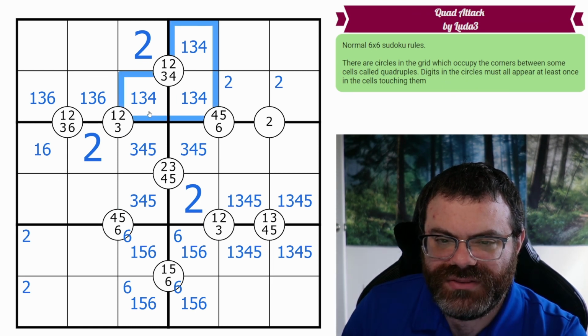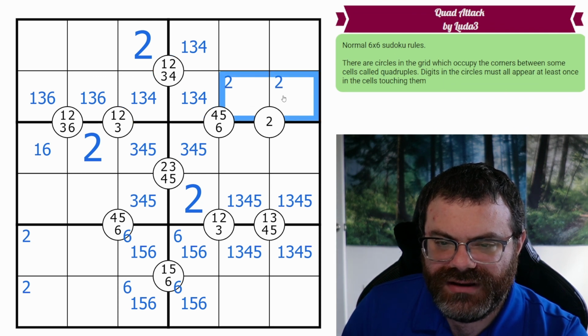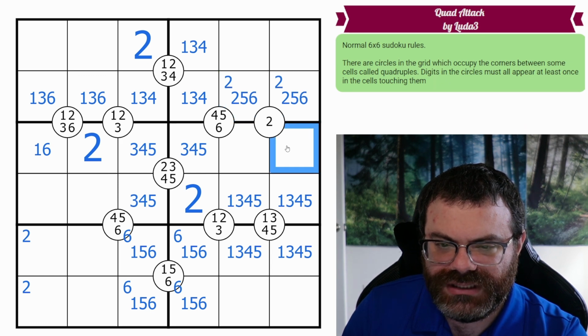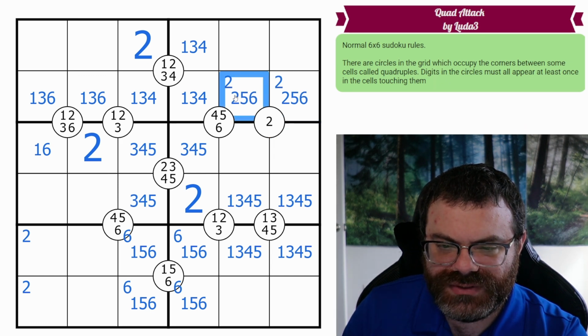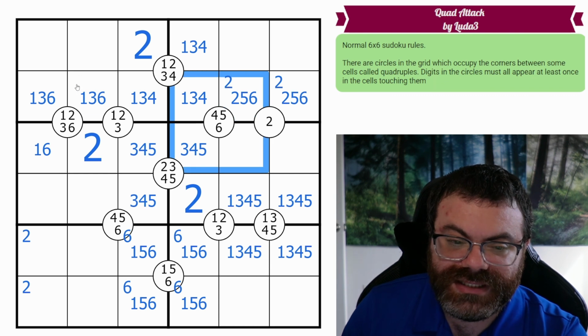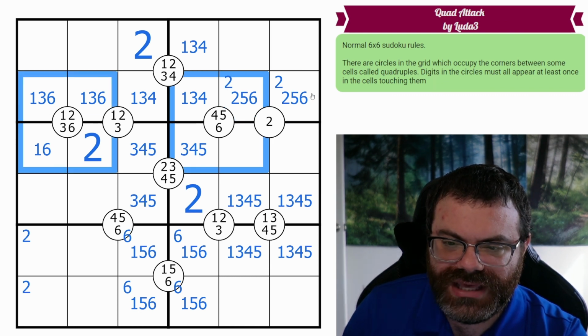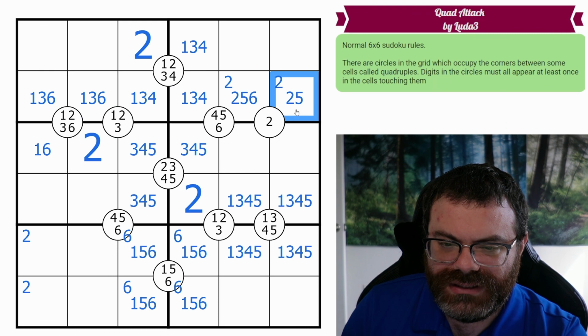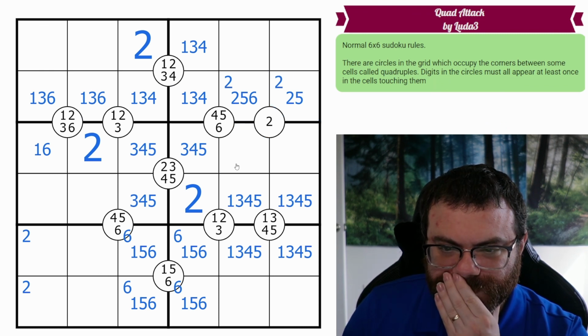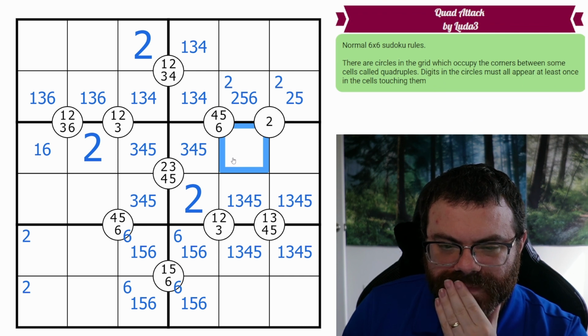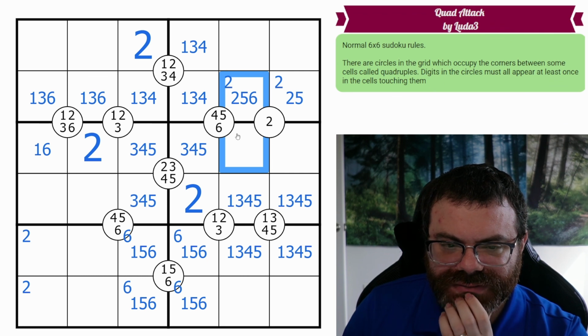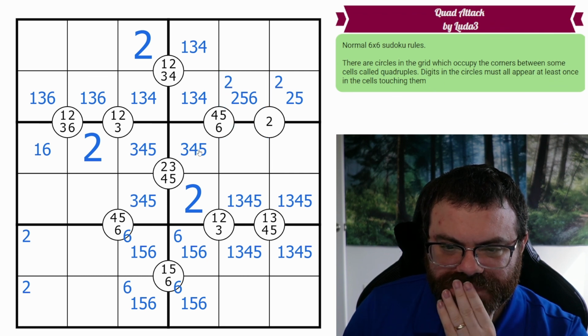This is a 1, 3, 4 triple, and they all see these 2 cells. So these can't be 1, 3, or 4. They're from 2, 5, 6 only. Did we eliminate any of those? Well, we can. There's a 6 here and there's a 6 here, right? So we can't put a 6 here. Can we put a 6 here? I don't see why not. There's a 6 here somewhere. Okay, what else can we do here?